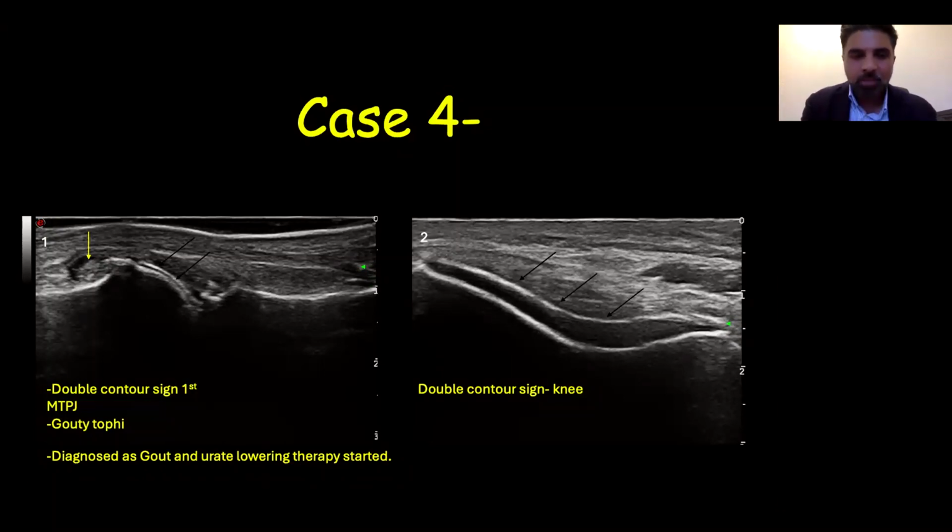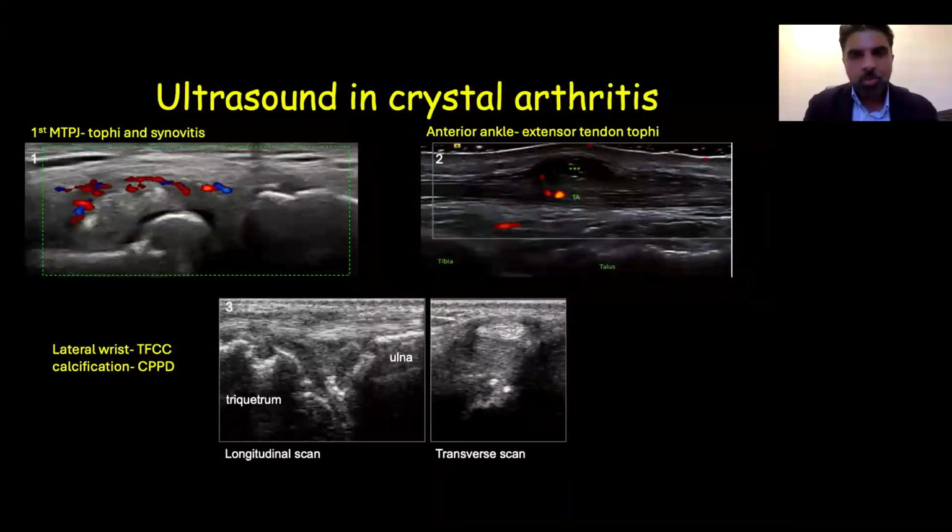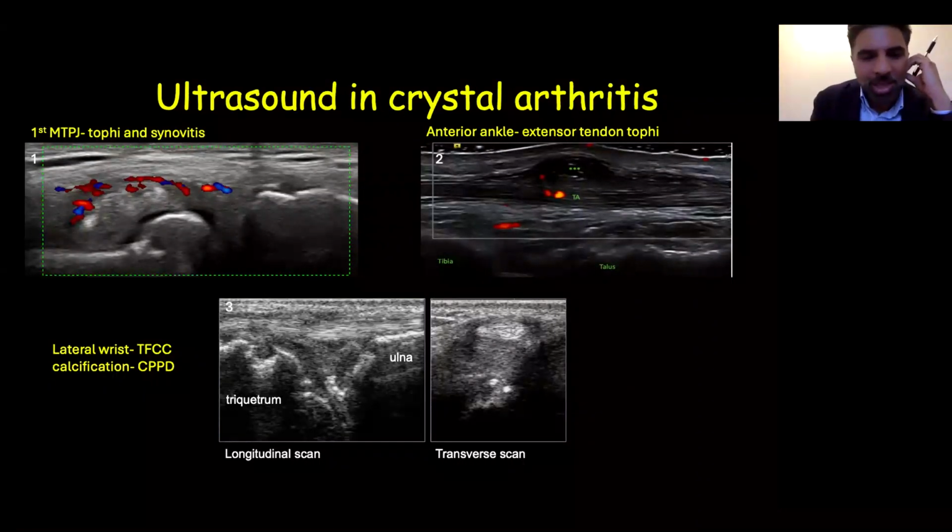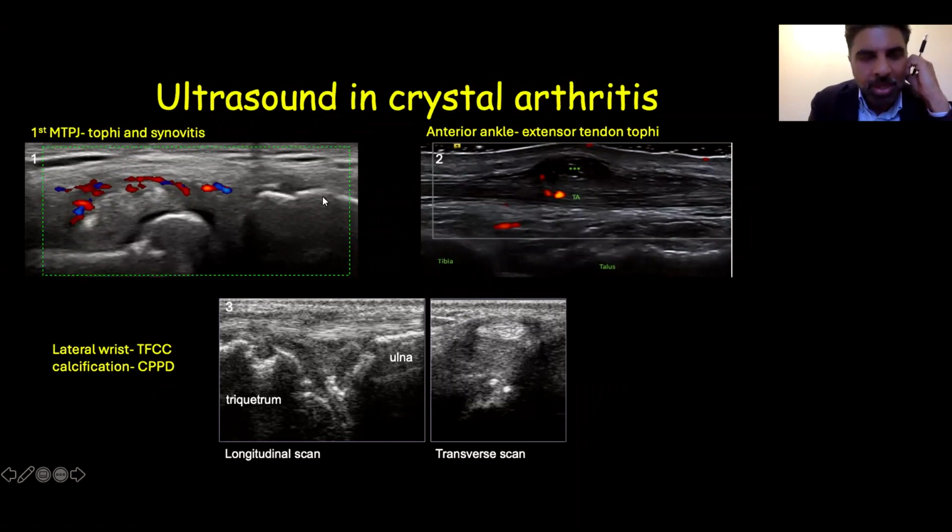So quite confidently, I was able to diagnose this gentleman as having gout. And then we started him on some urate lowering treatment as well. And he's doing well. So I've told you about ultrasound and how it can be useful in gout. Here we can see some images to elaborate on this further.